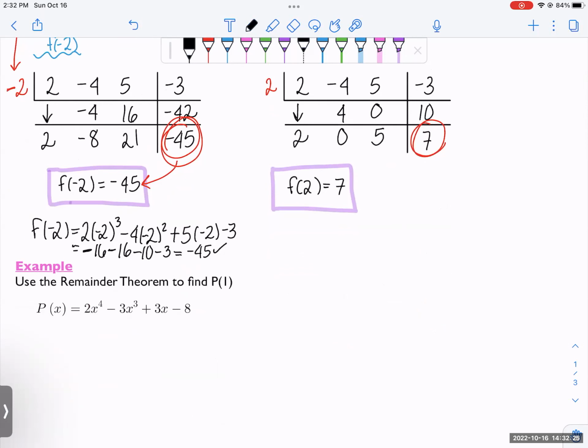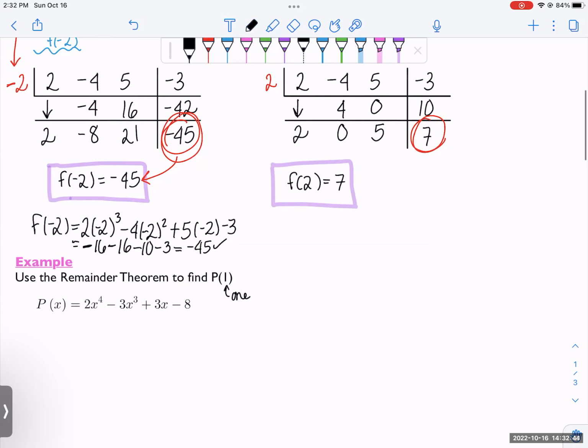Man, I really should choose a different font on here. This is like P of 1. So that didn't make it any better. That's a 1. Find P of 1. I'm going to choose a better font in the future. So use the remainder theorem to find P of 1.